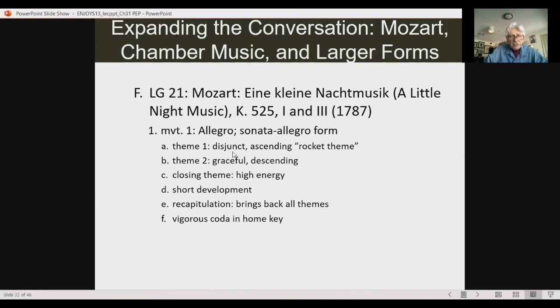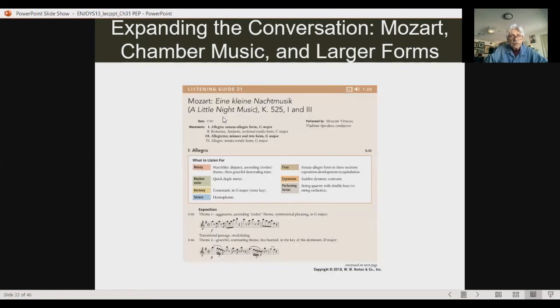So again, theme one is disjunct. Remember that term, disjunct, right? It jumps around. And then theme two is conjunct. It's really smooth, so that's the contrast. The development section is not very long, and that's what you expect here. So notice this piece of music, can you say Eine kleine Nachtmusik? German, right? It has a lot of emphasis on the consonants, and so it has that harsh, aggressive sound, Eine kleine Nachtmusik.